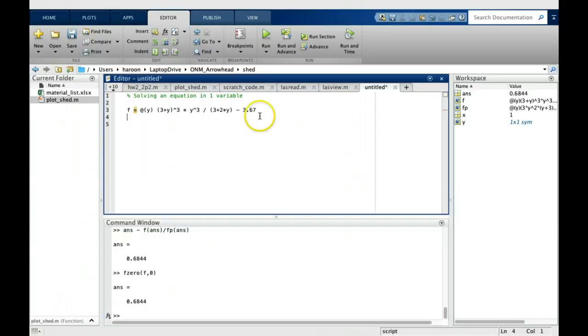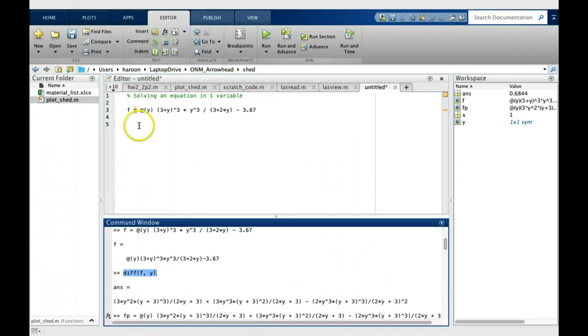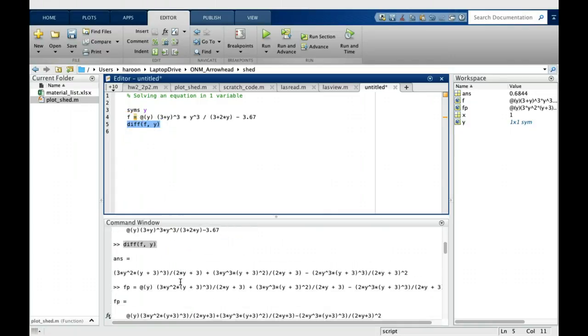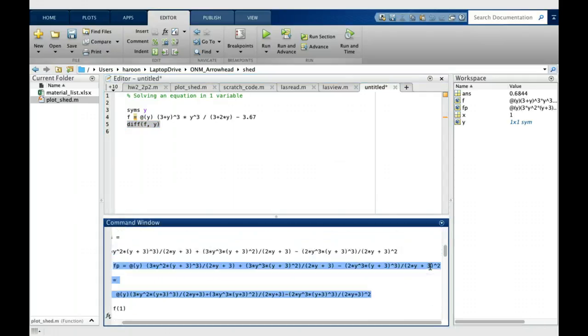So I will put these commands here just to make sure that they are clear. So first we have to put syms y, which means we are defining a symbol called y. Then we are defining the function of y, and using this method we print the derivative of the function with respect to y, and then using that we define the derivative itself.